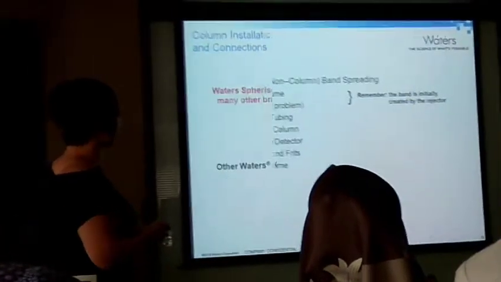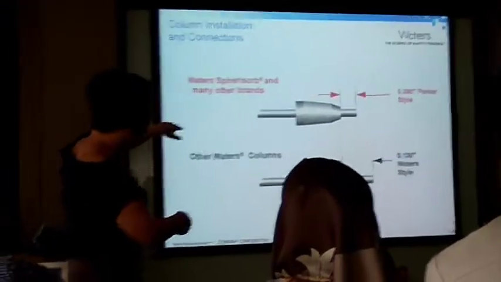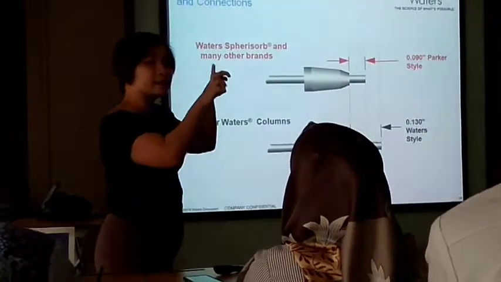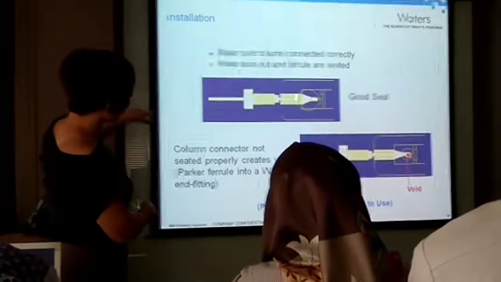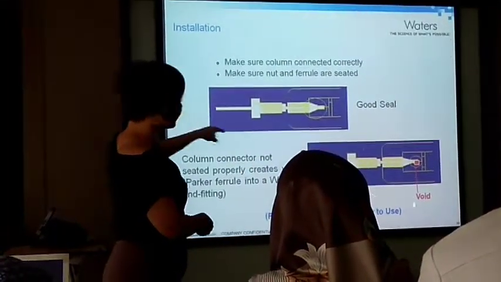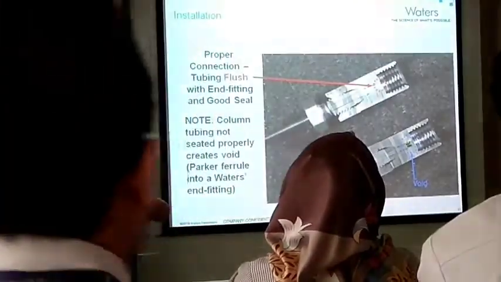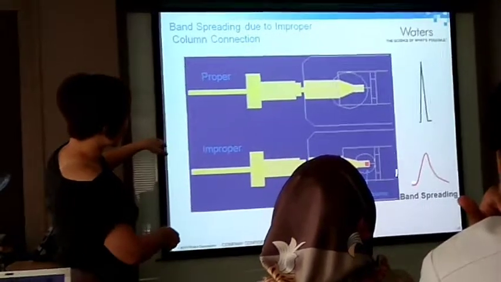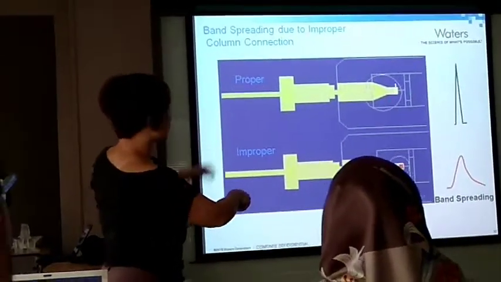So what happens if you have band spread? One of the reasons for band spreading is also poor connection. When you have a poor connection and you leave a void in between the connection, that void actually increases the band spread volume. This is an example where the connection is not well fitted, the column is not well fitted to the connection, and there's a void there. In this other picture, you can see there's a space there, and this space increases the band spread volume. When you have a space there, it will cause your peak to broaden, compared to a column that is well fitted on the system.